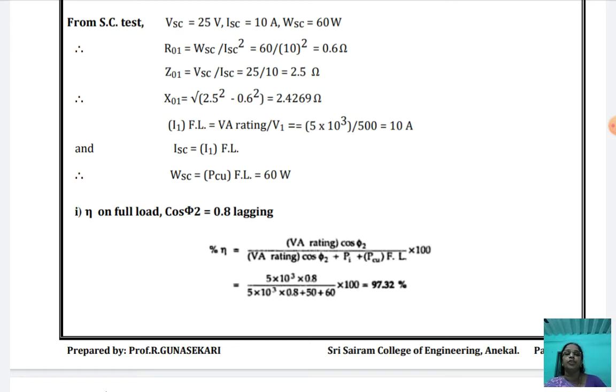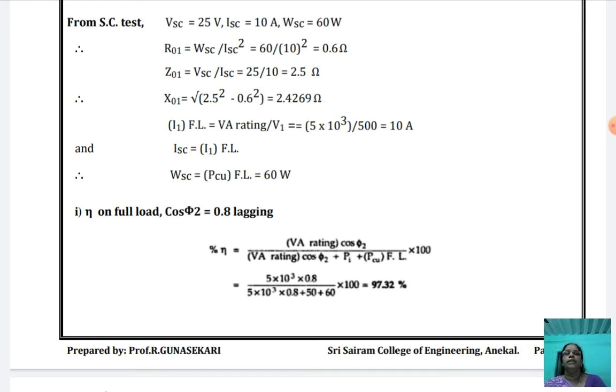But for this particular problem, the voltmeter, the ammeter and the wattmeter, all three meters are connected in the primary side, and the secondary side is short circuited. Therefore from the short circuit test parameters we can calculate the equivalent circuit parameters R01, Z01, X01, everything referred to primary, that is, all secondary parameters converted into primary side only. So R01 is equal to Wsc divided by Isc squared.